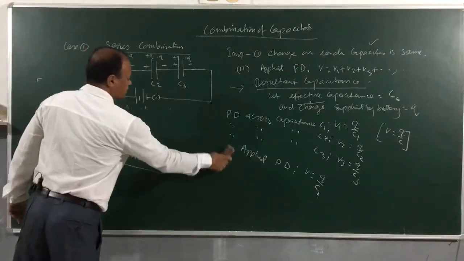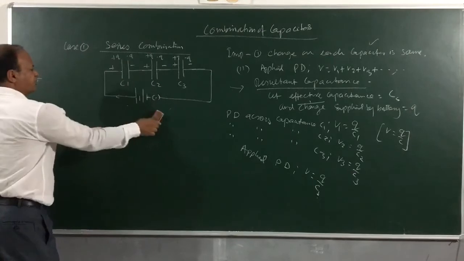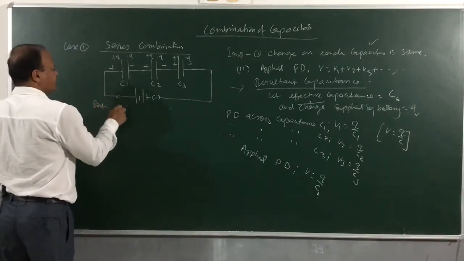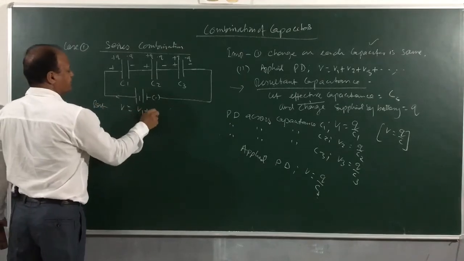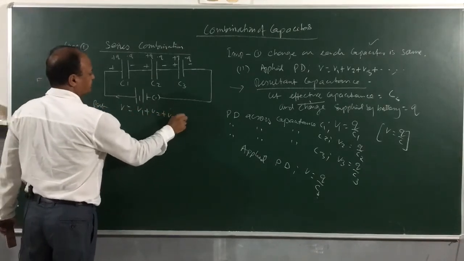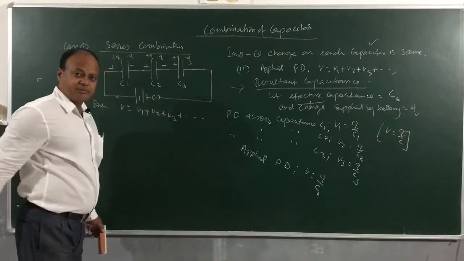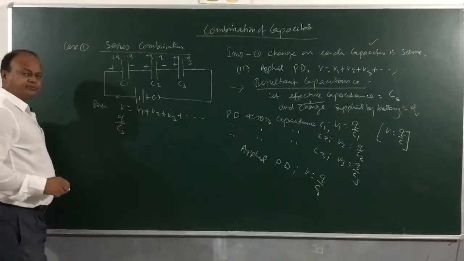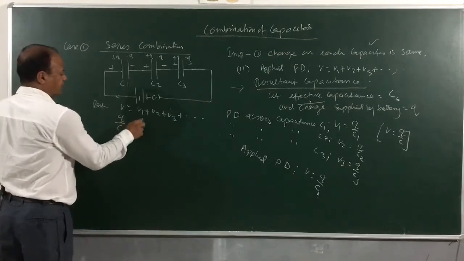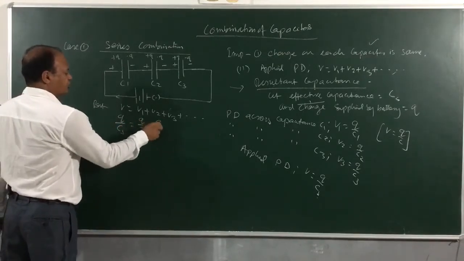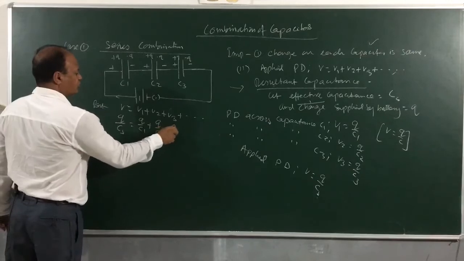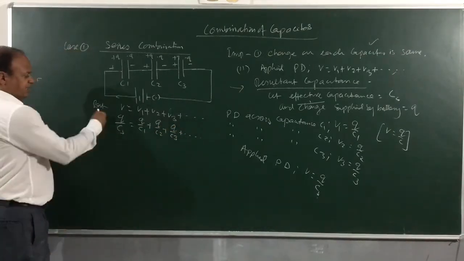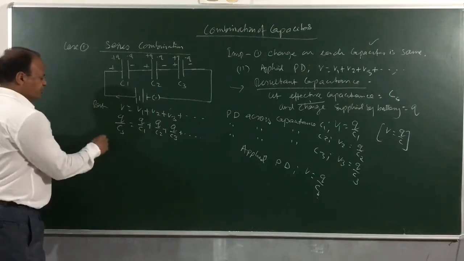So children, we will put all these values here, but V is equal to V1 plus V2 plus V3. If more capacitors are there, how much will I write V as? Q by CS, Q by C1, Q by C2, Q by C3. You just go on. If I cancel out Q from both sides, what do I get?